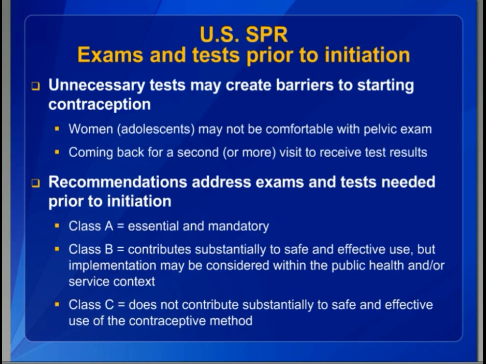Within the SPR, recommendations for exams and tests are categorized into three classes. Class A are considered essential and mandatory tests before starting a given method. Class B, exams and tests contribute substantially to safe and effective use, but their implementation may be considered depending on the public health or service context. And finally, Class C means that the exam or test does not contribute substantially to the safe and effective use of the method and should not be required prior to starting a method.